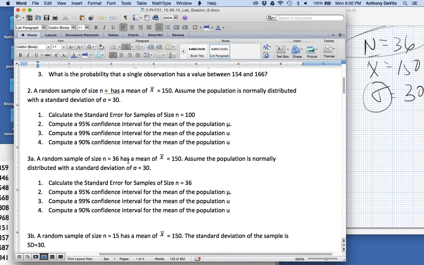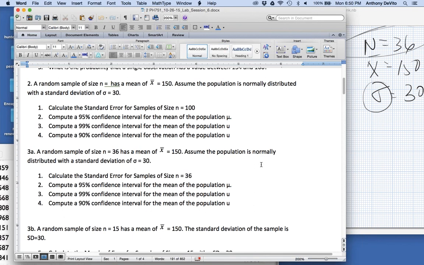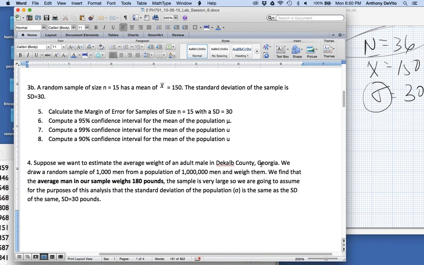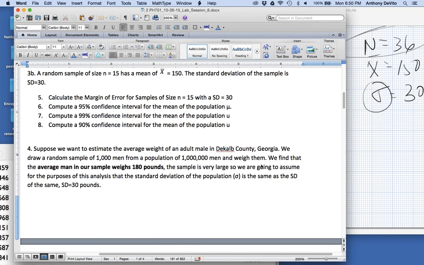3B: a random sample of size n equals 36 has a mean of 150. Assume the population is normally distributed. The standard deviation of the sample is 30. We don't know the population standard deviation there, so we can't calculate the standard error using it. We have to use instead the standard deviation for the sample. It happened to be 30, so the number's going to come out the same, but something important is going to change here.